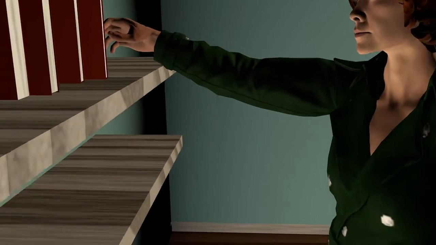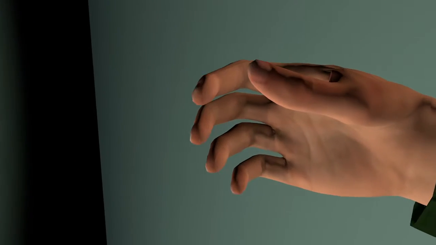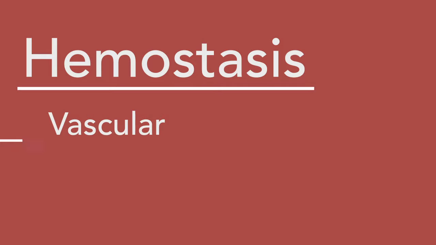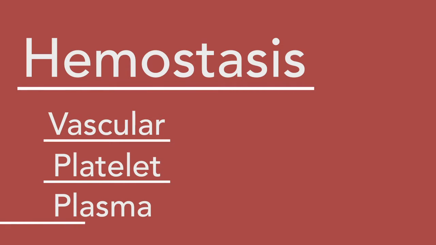When one is injured and receives a minor wound, your body responds with a combination of factors to stop bleeding. The arrest of bleeding from a damaged blood vessel is called hemostasis. The action of hemostasis can be summarized into 3 different factors: vascular, platelet, and plasma factors.